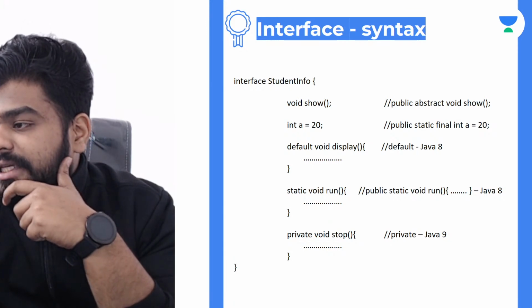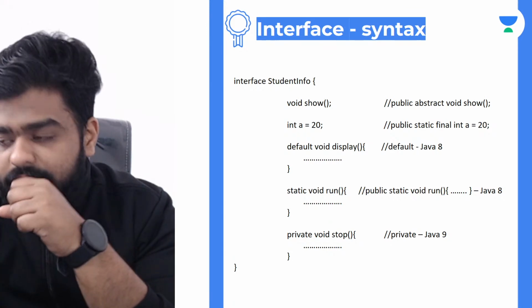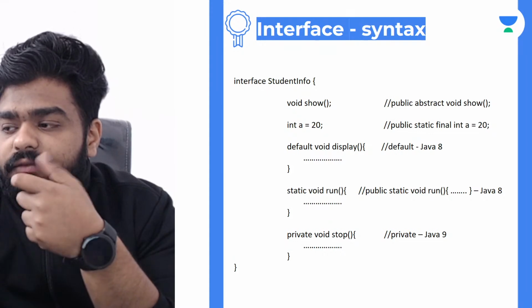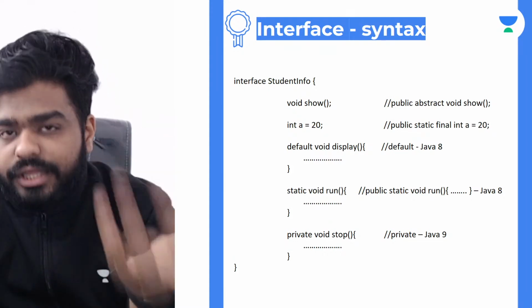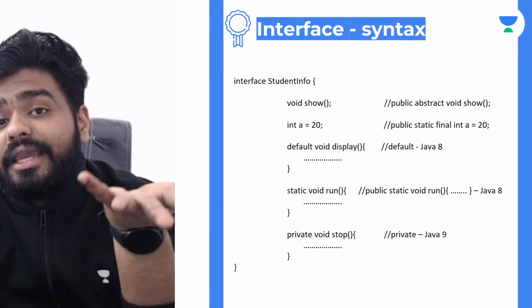If in an interface we can also have a default concrete method, then why can't we have a constructor in an interface? We'll see now. We'll see why we can't have it and whether we can have it or not.